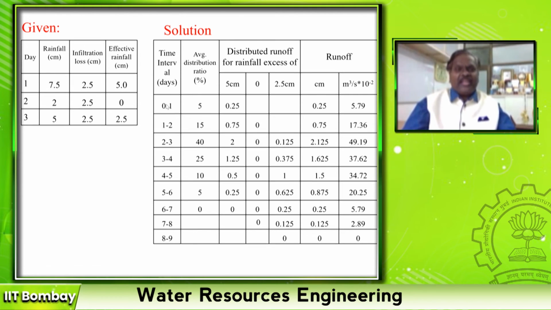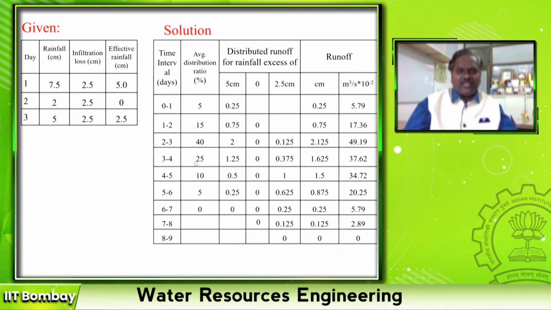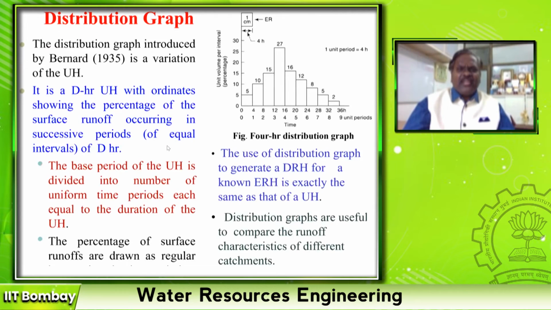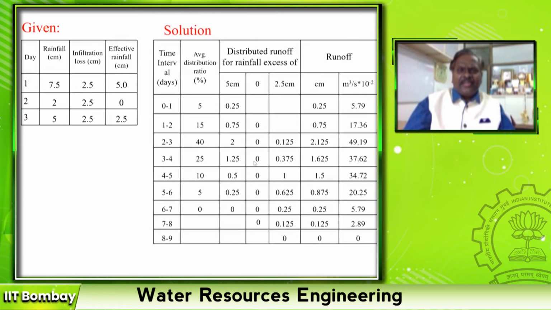So this is my time interval 0 to 1, 1 to 2, 2 to 3, that is in x-axis. Average distribution, it is given in the problem: 5, 15, 40, 25, 10. And if I add all these things, that will be equal to 100%. That is what the first distribution graph is. So that means this y-axis is derived by dividing each and every runoff by the total runoff. Okay. Now the runoff due to the first rainfall is the rainfall excess multiplied with this distribution.